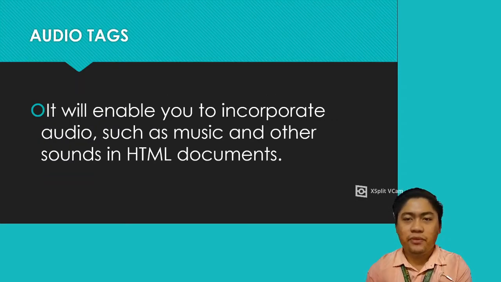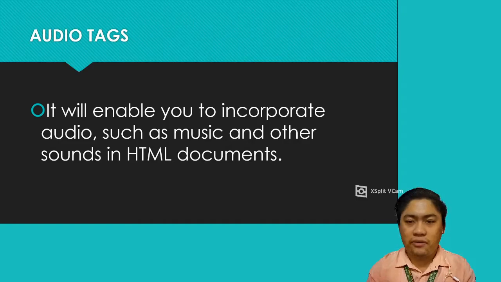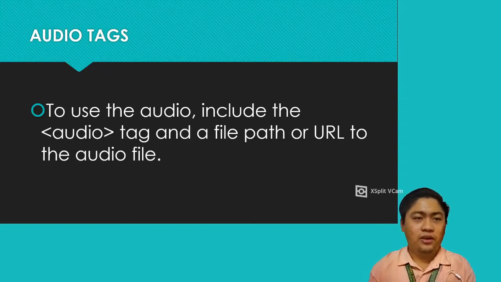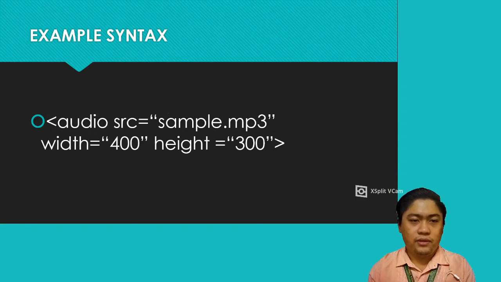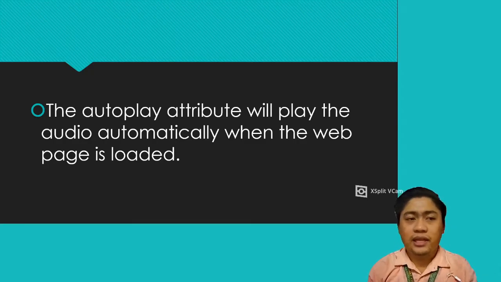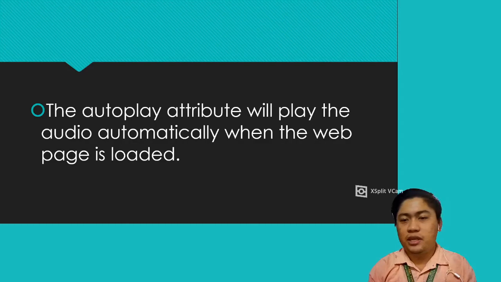Let's proceed with the audio tags. Audio tags will enable you to incorporate audio such as music and other sound formats. The audio and video have the same control-related attributes such as autoplay, controls, and loop. Now, to use the audio, you will include the audio tag with a file path or URL to the audio file. So here's the example syntax for your audio tag. Now, note that the autoplay attribute will play the audio automatically when the web page is loaded.